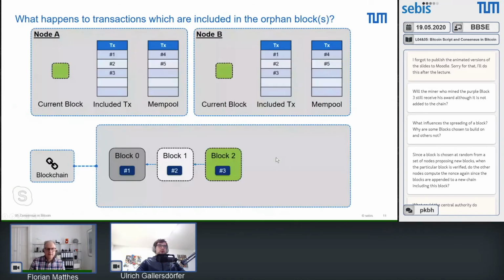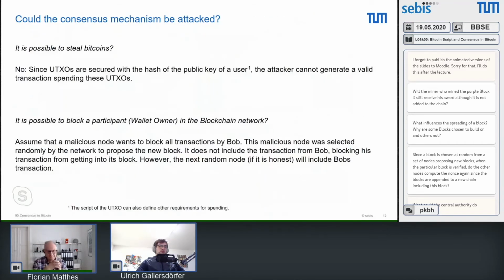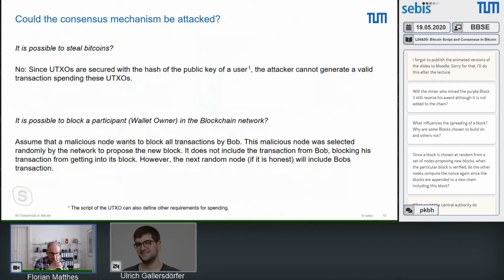So okay. Now, what are typically other questions people would ask at this point? For example, can we steal bitcoins? That's the typical idea of bank robberies. Maybe there are some people who, since they are miners, steal money. So you can get the answer.